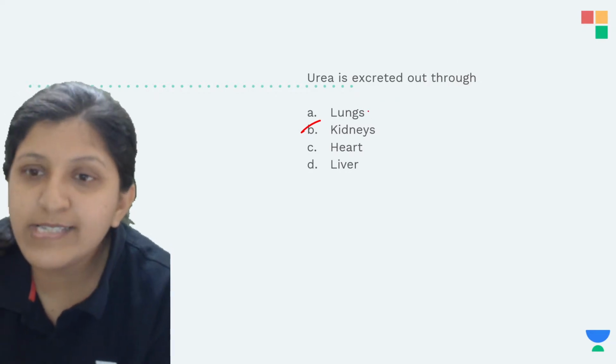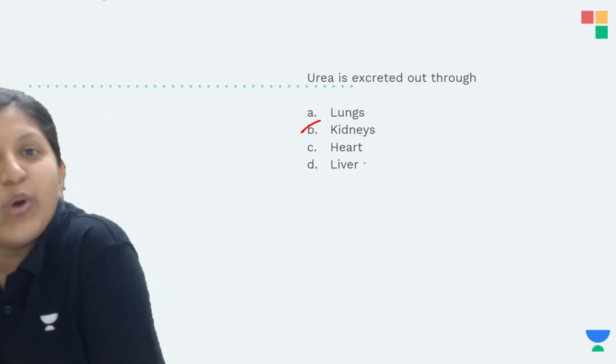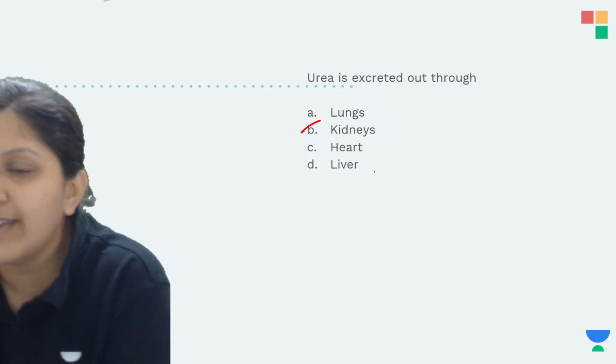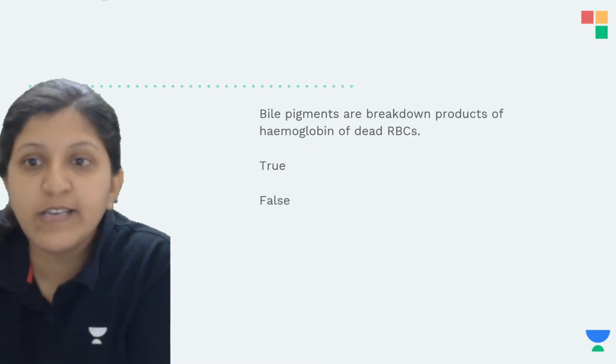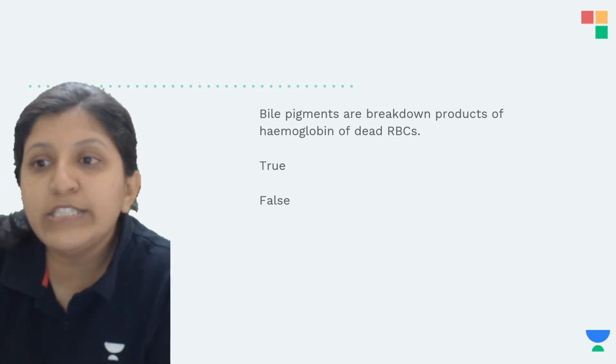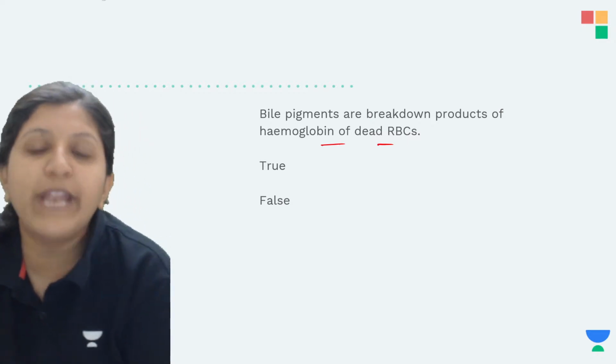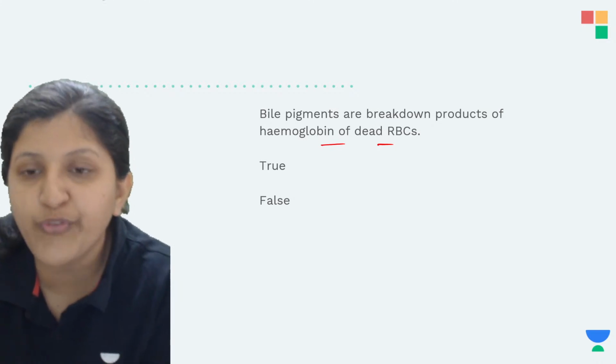Okay, so in the lungs, carbon dioxide removal is done, and the heart helps in circulation. In the liver, the bile pigment formation occurs. So bile pigments are breakdown products of hemoglobin of dead RBC. Whether this is true or false?